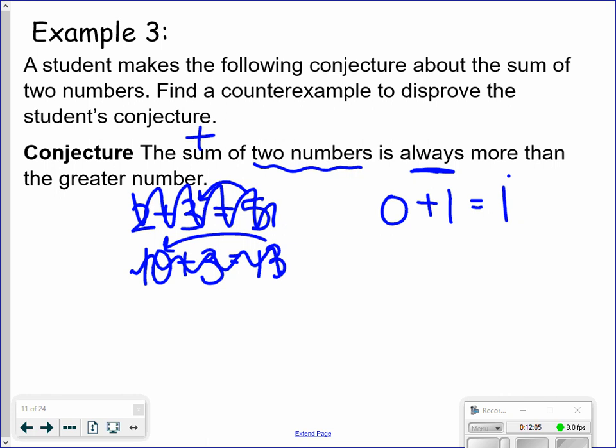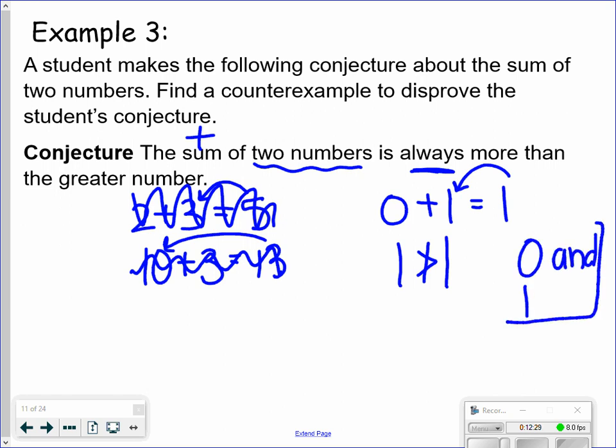Is 1 greater than 1? Think about that. Is 1 greater than 1? So this actually works because 1 is not greater than 1. It's equal to 1. So it says the sum of two numbers is always more than the greater number. So looking at this, 0 and 1 are our counterexamples.